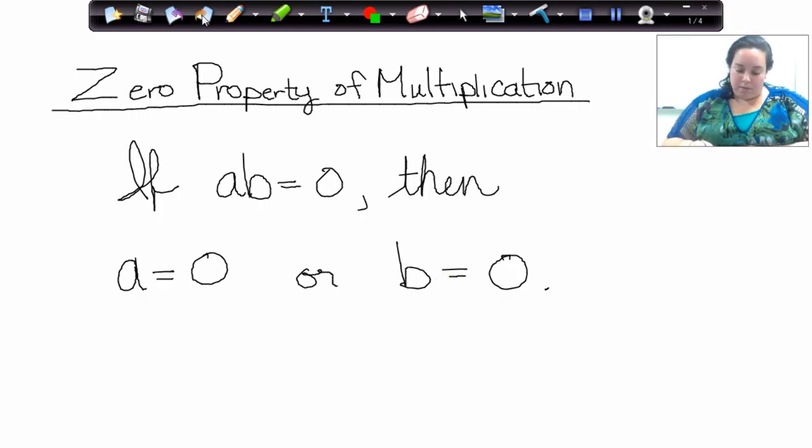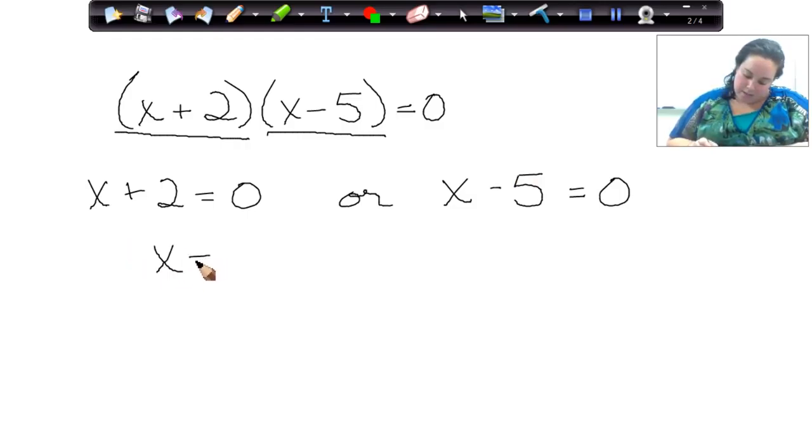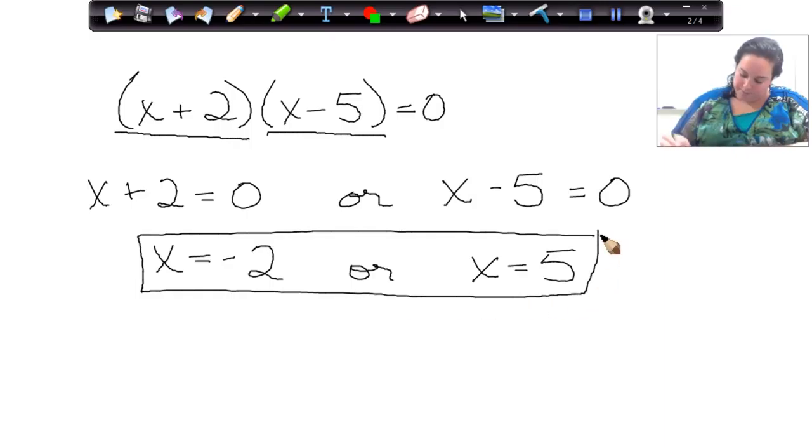So either the first thing is 0 or the second thing is 0. Let's see how this helps us solve an equation. If we have this equation, x plus 2 times x minus 5 equals 0, then we can use the property to tell us that either the first thing is 0 or the second thing is 0. That helps us split this more complicated problem into two simpler problems we know how to solve. So either x equals -2 or x equals 5. There we go, we got our answers.